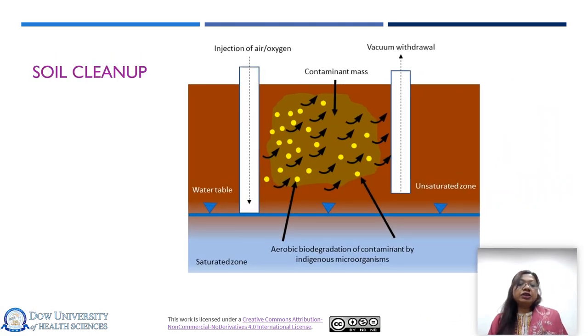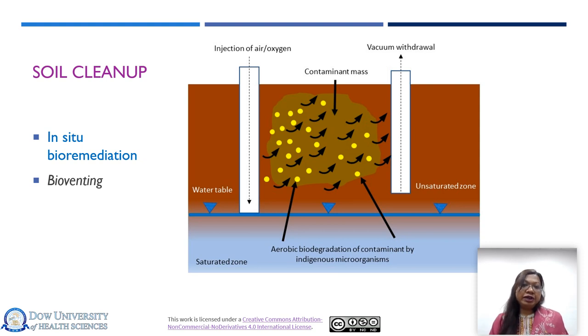Another approach to soil cleanup is in situ bioremediation, in which we use bioventing. Bioventing is a technique used in bioremediation to treat contaminated soil and groundwater. It is an in situ bioremediation technique that involves the injection of air or oxygen into the contaminated soil to stimulate the growth of indigenous microorganisms that can degrade the contaminants.